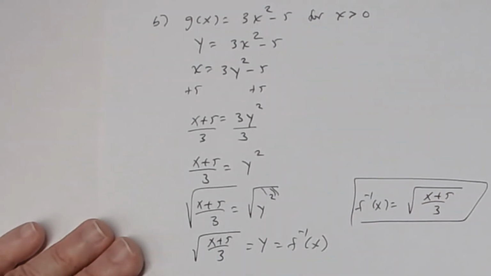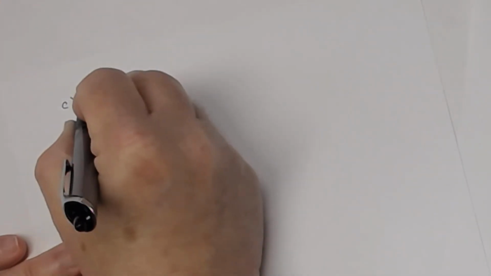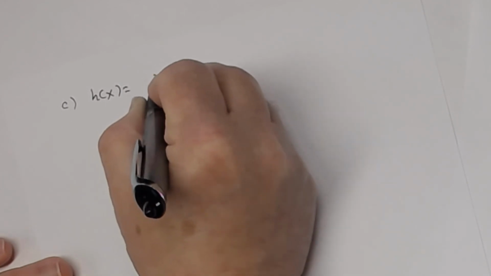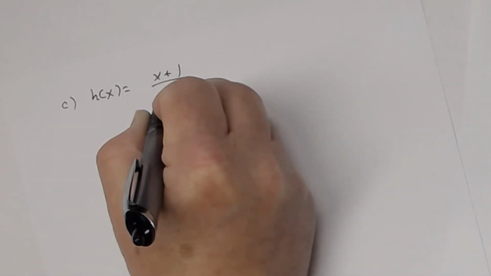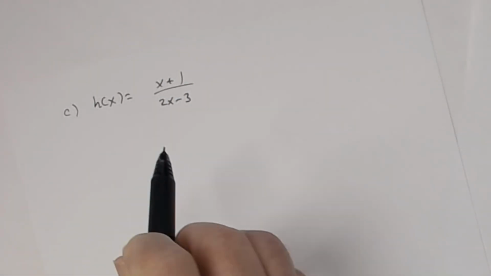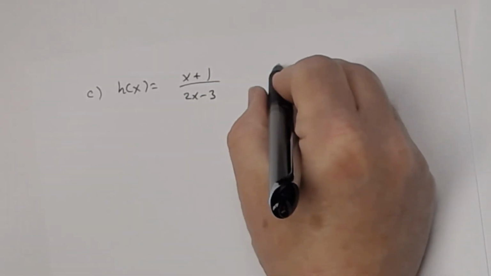All right, so that was part B. So let's go to part C. All right, and so in C, we have h of x is equal to (x plus 1) divided by (2x minus 3). All right, so I have this rational function. So remember, that's a rational function.